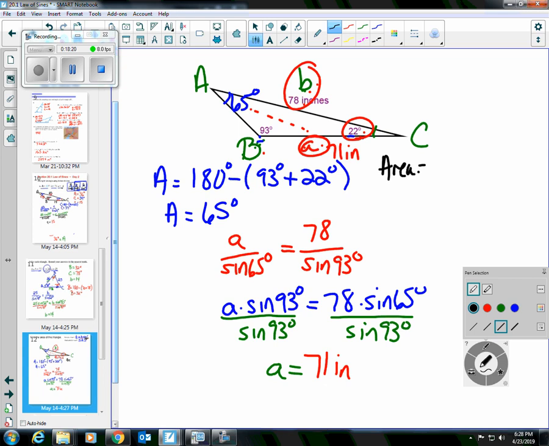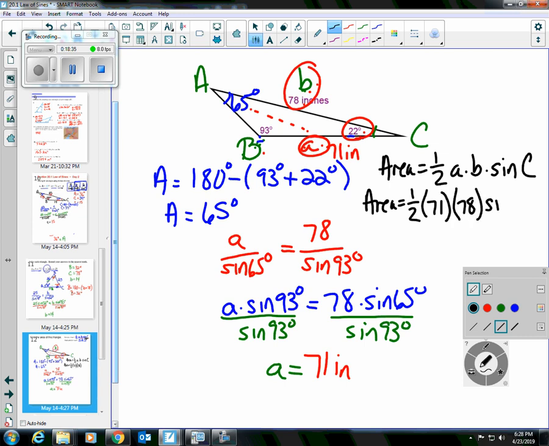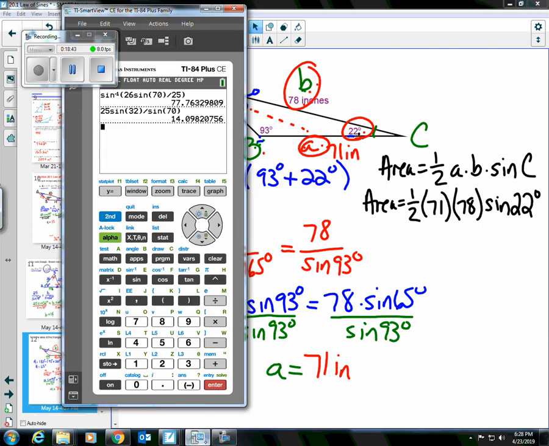All right, so let's go back to that area formula then. 1/2 A times B times the sine of C. And then we can just multiply that together. So the area would be 1/2 times little a, which is 71, times little b, which is 78, times the sine of the angle in between, which is our 22 degrees. You just need a side angle side. In real life, you know the triangles aren't going to be labeled. We put the labels on there to make it easy for us. So we're putting in the labels so we can look at it, but it's just side angle side. So two sides and the angle in between.